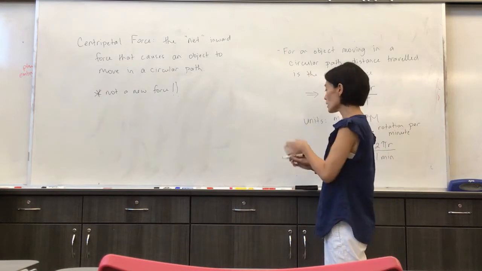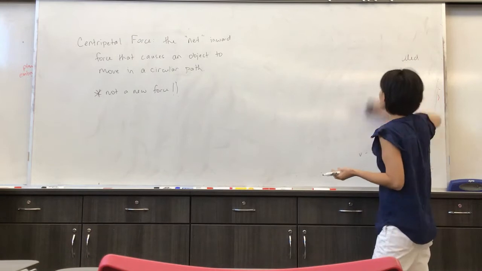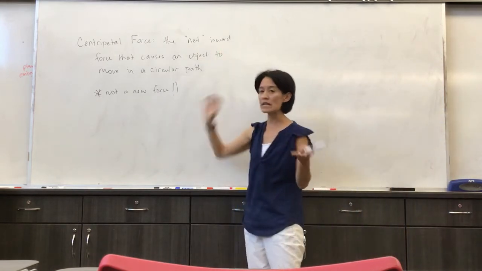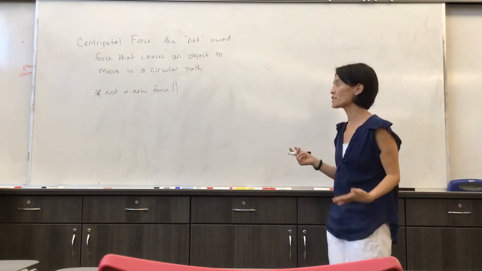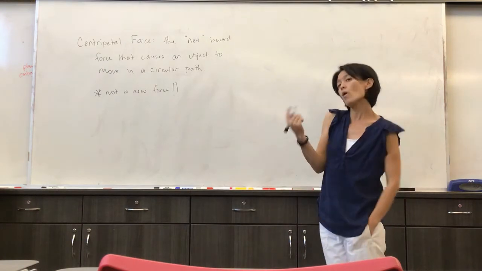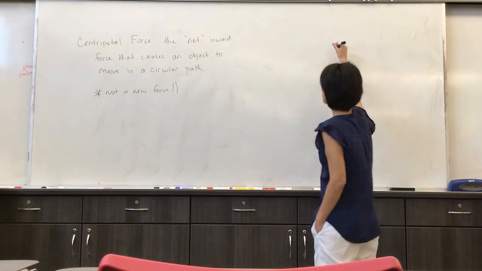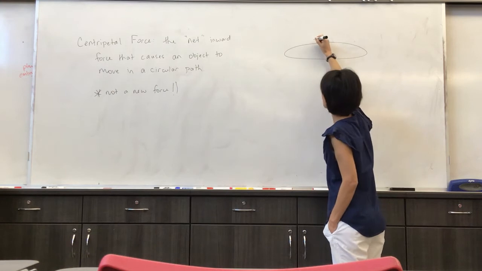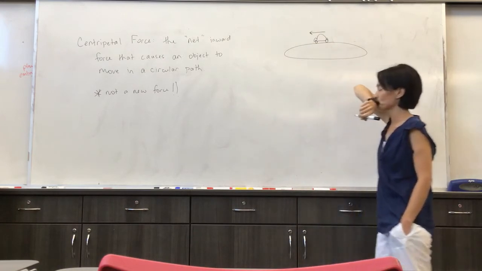So I want to go through just a few example situations so you understand what I mean when I say this is a net inward force, okay? There's a couple of classic examples of things moving in circular paths. One of them is just a car moving around a circular path. So if we can envision, here's my little track, and then here's my car. And it's moving that way, okay?